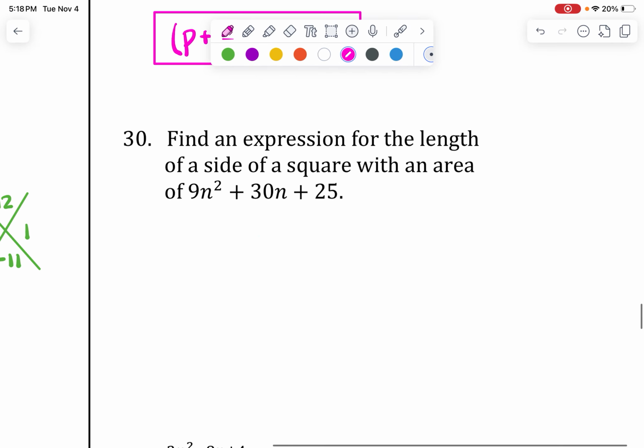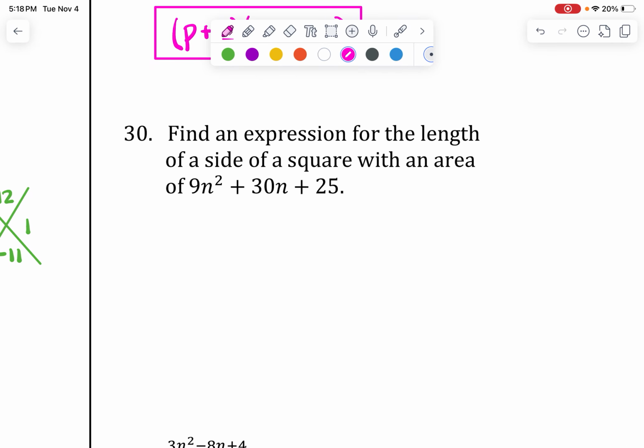All right, number 30. Find an expression for the length of the side of a square with an area of 9n squared plus 30n plus 25. Okay, so we're talking about area of a square. So that means we're trying to find the length times the width that gave us that in the first place. So don't get all confused by the fanciness of the word problem. They are literally just asking us to factor this trinomial, okay?